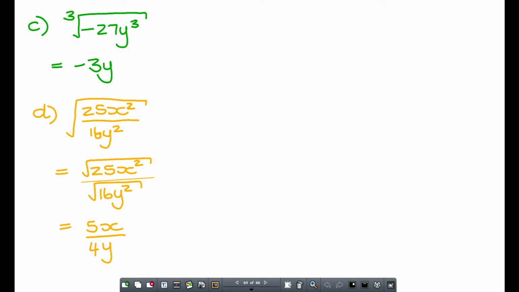D. Okay, so people, you didn't have to write this step. I'm just writing it so that you can see I would break them up. Right? Okay, now, square root of 25 will be 5. But square root of x to the power of 2, because that to the power of 2 and the square root are opposites of each other, they basically cancel out. So I'm just left with x. Okay, same thing at the bottom, yeah?